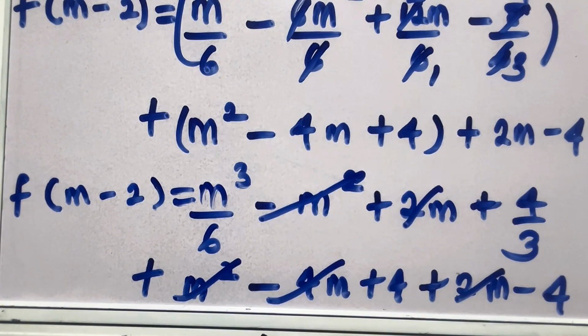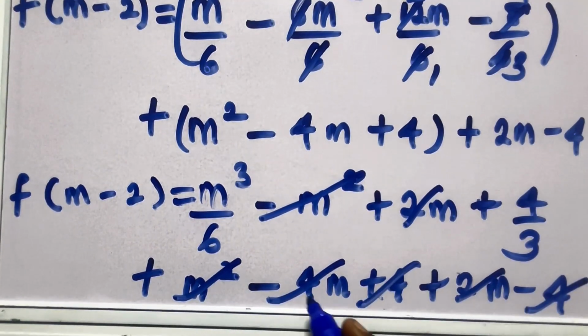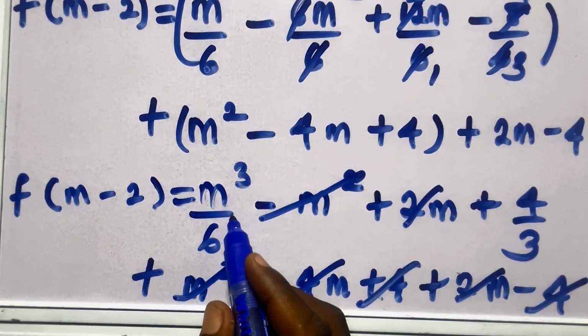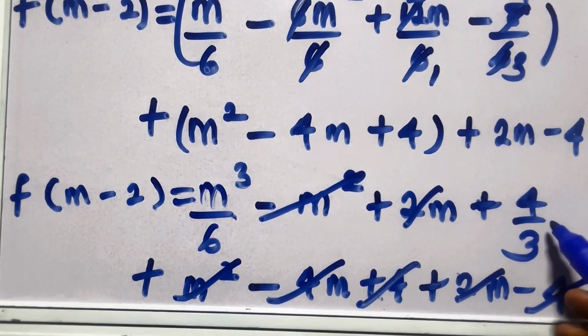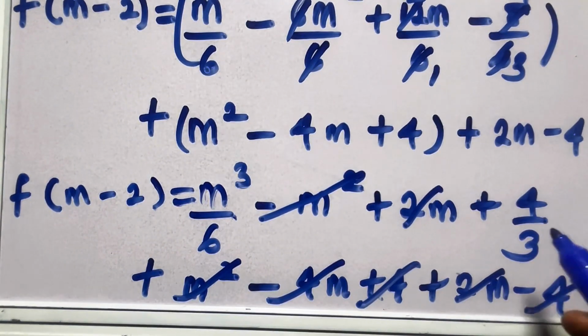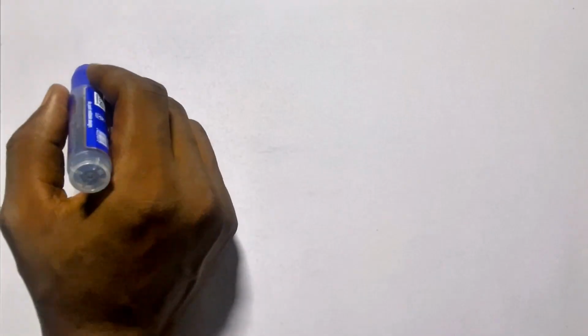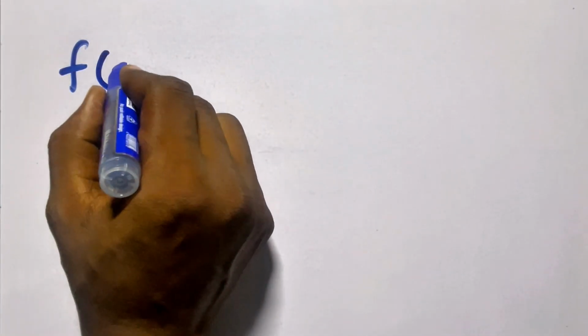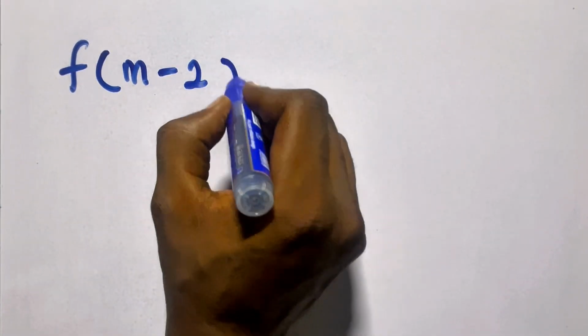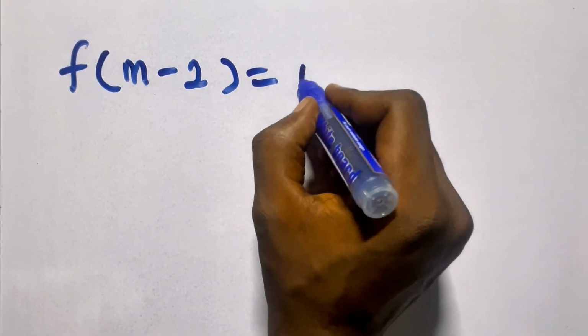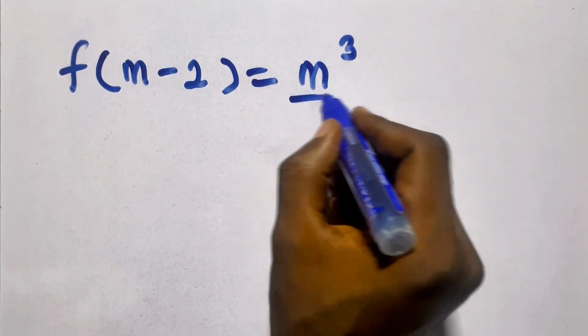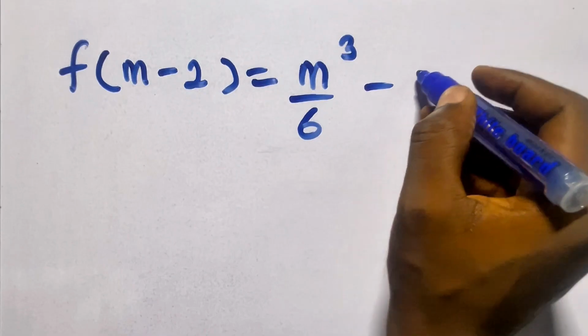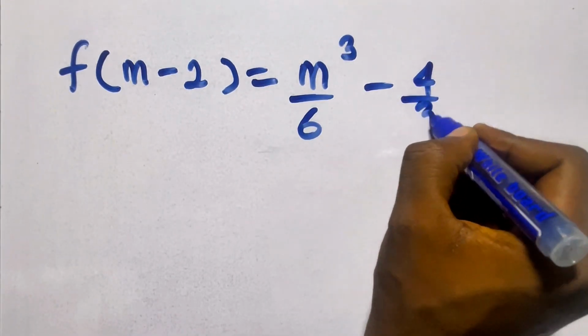Do you understand? We also have minus 4 plus 4. They'll cancel each other. So what we're left with is this, and this, right? So what we will have now is f of m minus 2 is equal to m raised to the power 3 divided by 6 minus 4 divided by 3.